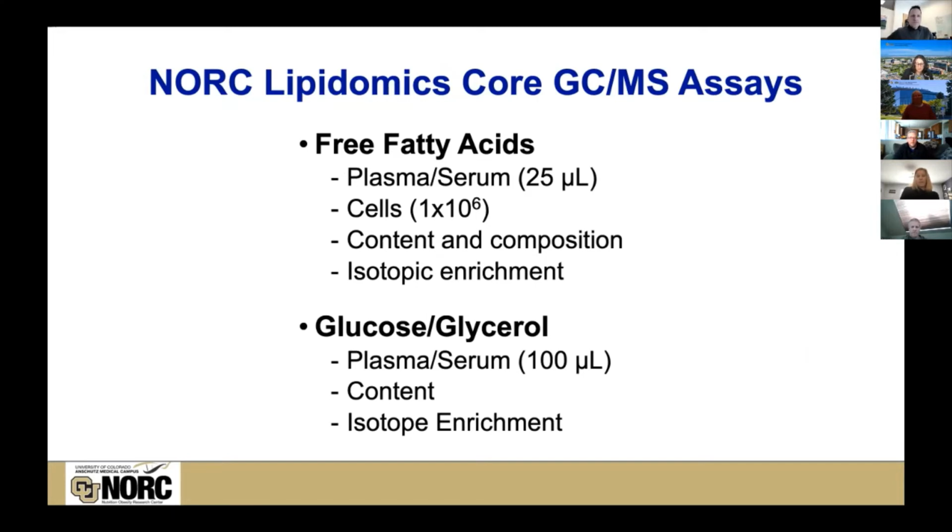So we can do free fatty acid analyses. We typically use about 25 microliters of plasma or serum, and for cells, about 1 million cells. We can do content and composition as well as isotopic enrichment. And then for our glucose glycerol assays on the GCMS, the plasma serum amounts are about 100 microliters, and we can do content as well as isotope enrichment here.